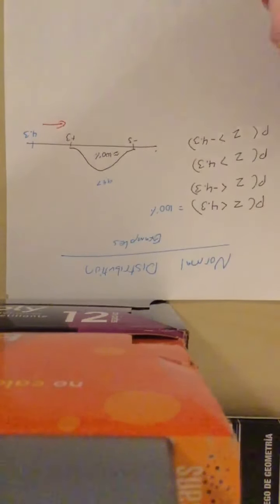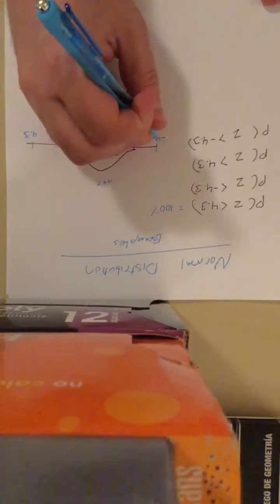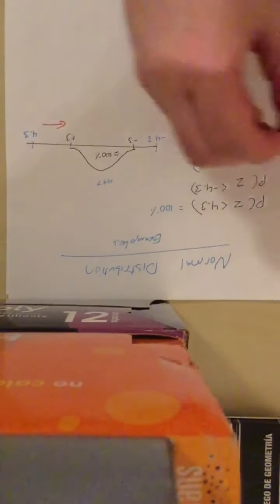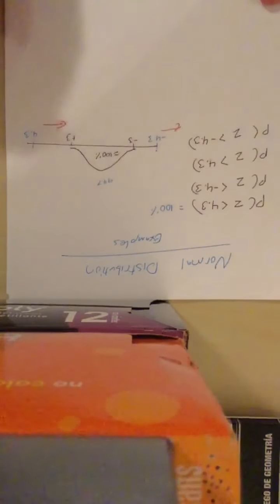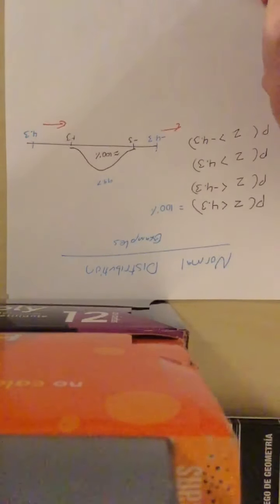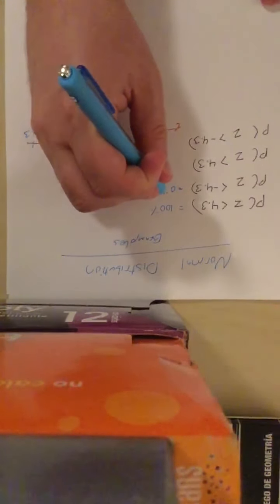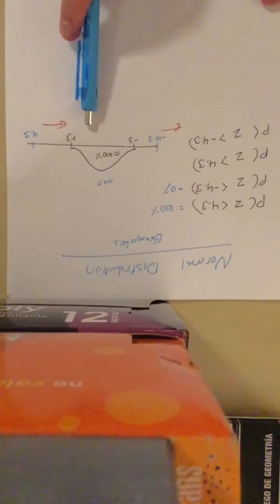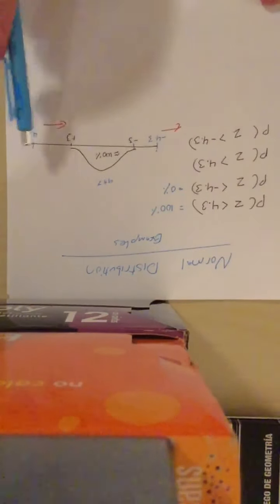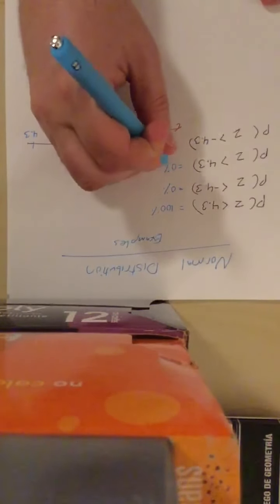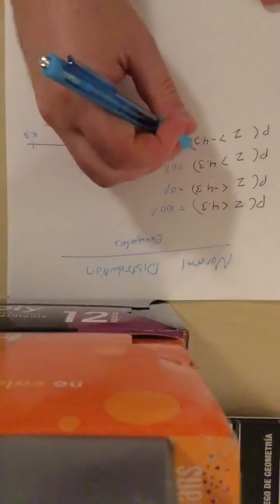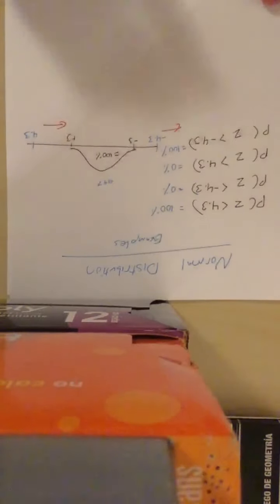Now, conversely, minus 4.3 is to the left of it. And what's the probability of being less than that? Well, the probability of that, of course, is going to be 0%. And the probability of being more than 4.3, so this or higher, that's nothing. And the probability of being this or higher is 100%.